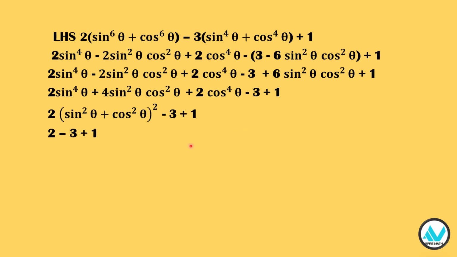We all know that sin square theta plus cos square theta is nothing but 1. So 2 ones are 2. Let me write this minus 3 and plus 1. Now this gives me nothing but 3 minus 3, which is nothing but 0, which is my RHS, hence proved.